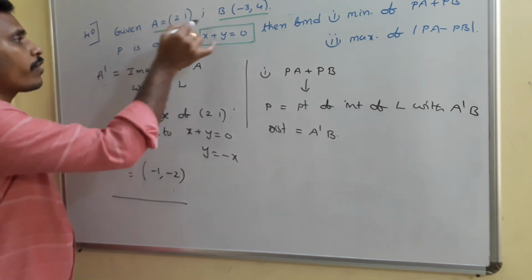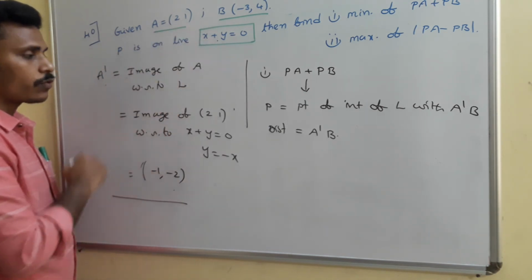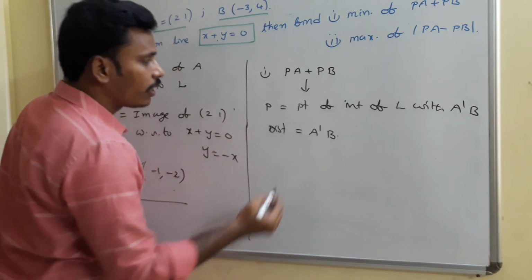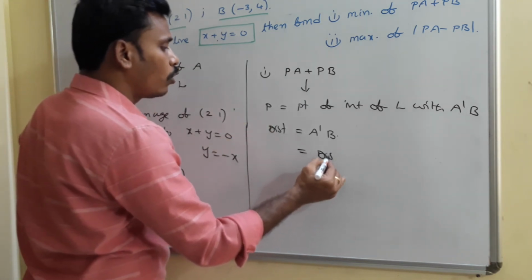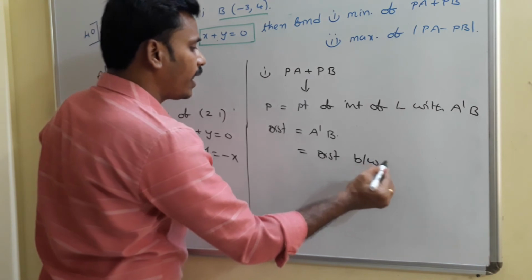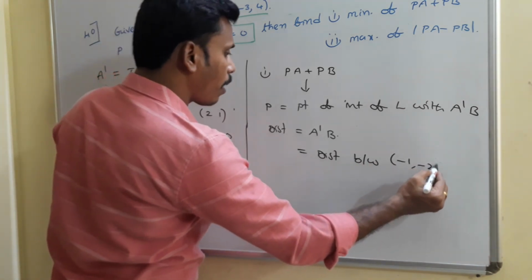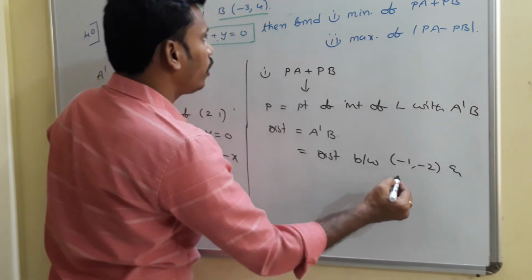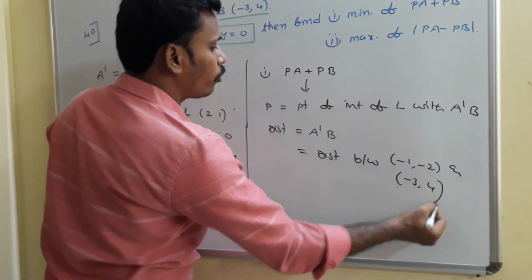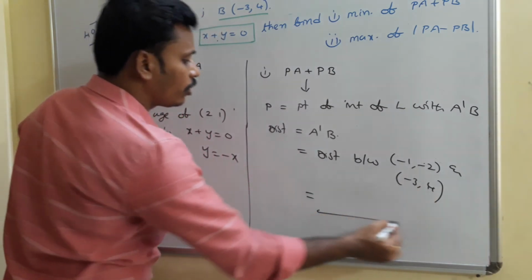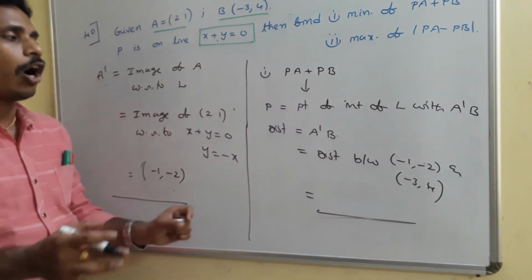So the image of A with respect to this particular line is minus 1 comma minus 2, and here the required distance is equal to the distance between A dash, which is minus 1 comma minus 2, and B, which is minus 3 comma 4. If you calculate the distance between these two, that gives you the final answer.